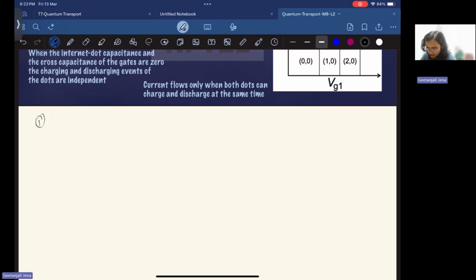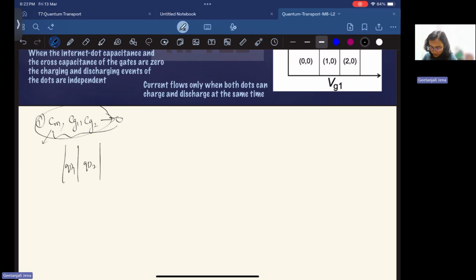For the first case, we consider that Cm, which is the interdot capacitance, and Cg1 and Cg2 are 0. This means that the charging and discharging effects of quantum dot 1 and quantum dot 2 are completely independent, because there is no capacitance which can affect the coupling between these two quantum dots.